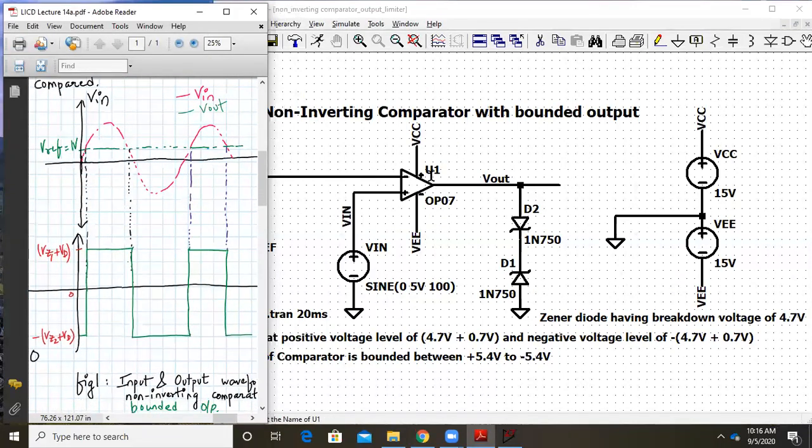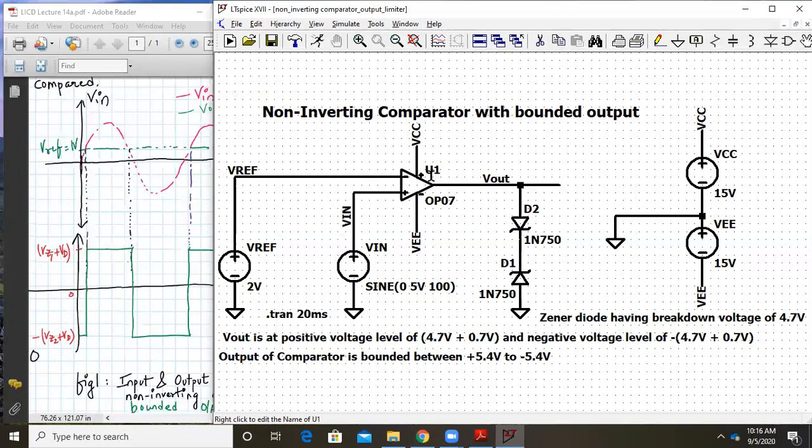Okay, so this is my non-inverting comparator with bounded output. We have used the op-amp as OP07 and we have applied a sine wave of 5 volts peak, 100 hertz frequency, and the V reference voltage is 2 volts. So we are comparing this sine wave with this 2 volts V reference.